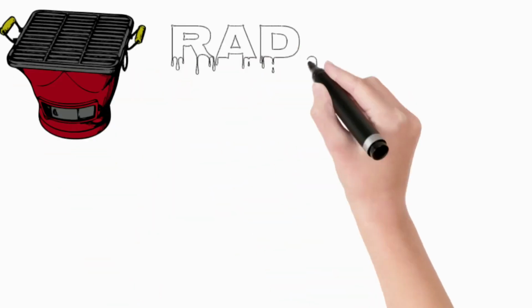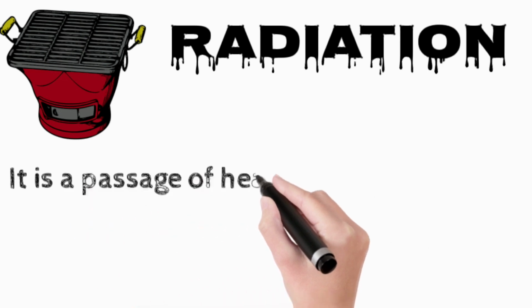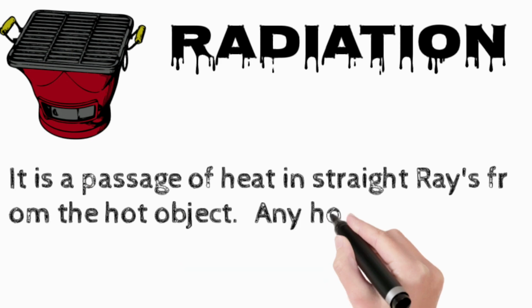Radiation method. It is a passage of heat in straight rays from the hot object. Any object in the path of the rays becomes hot. Example, like gas and electric grill.